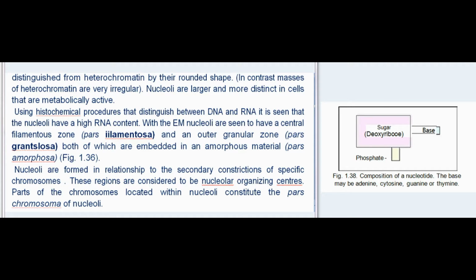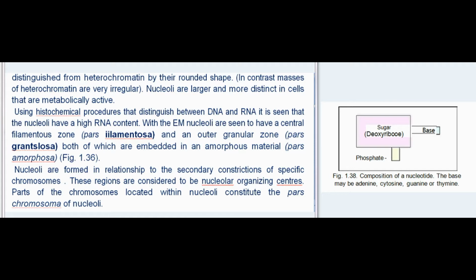With the EM, nucleoli are seen to have a central filamentous zone, pars fibrosa, and an outer granular zone, pars granulosa, both of which are embedded in an amorphous material, pars amorphosa, Fig 1.36. Nucleoli are formed in relationship to the secondary constrictions of specific chromosomes. These regions are considered to be nucleolar organizing centers. Parts of the chromosomes located within nucleoli constitute the pars chromosoma of nucleoli.